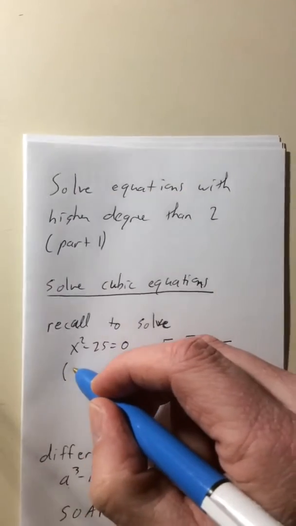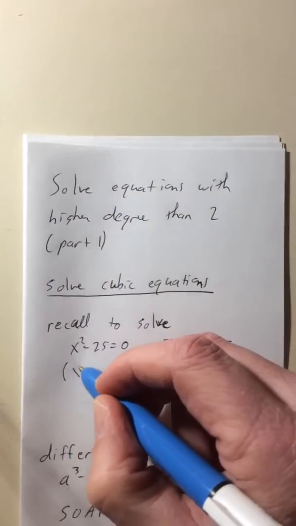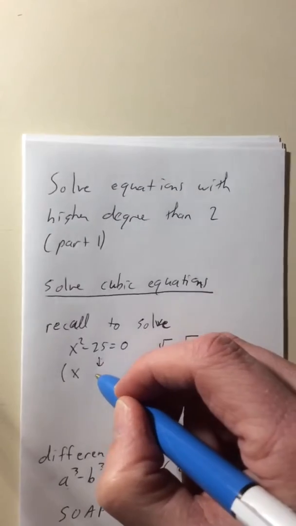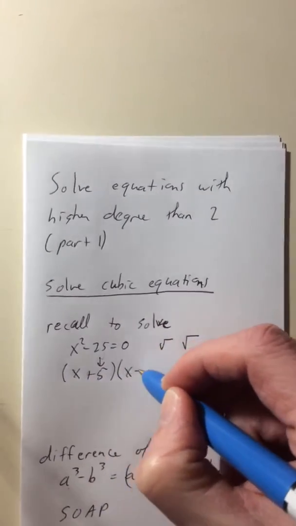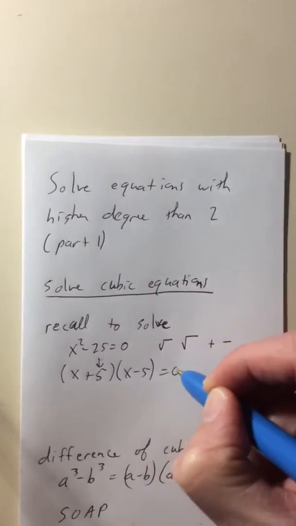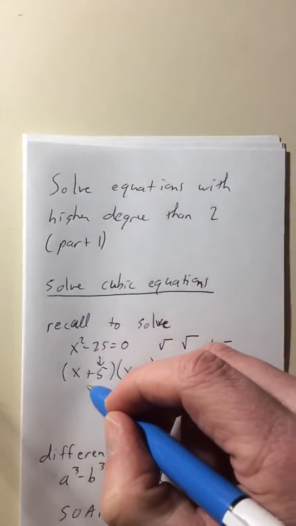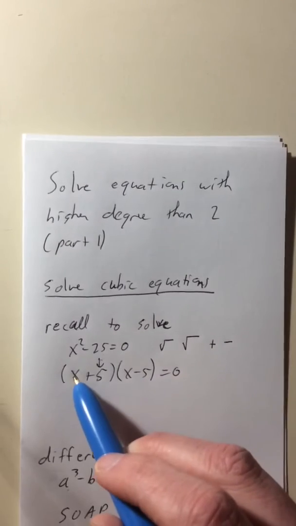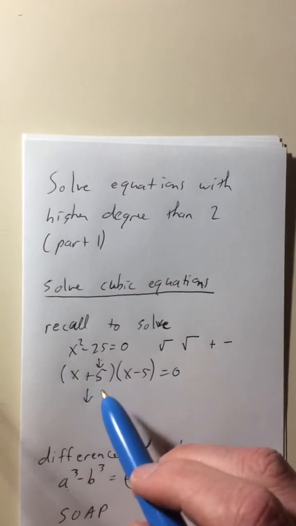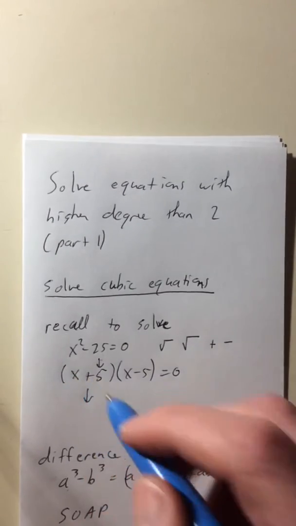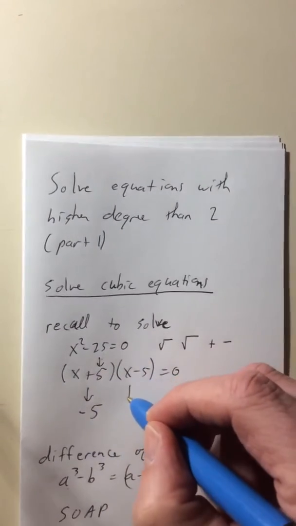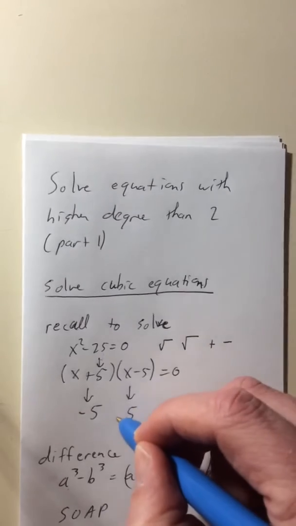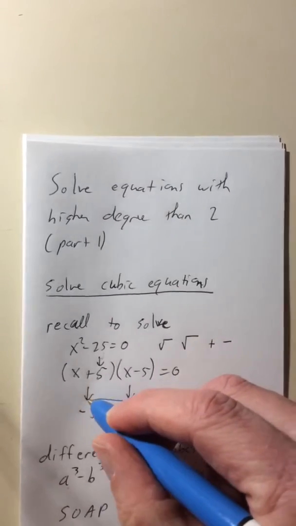The square root of x squared, of course, is just x. The square root of 25 is just 5. We'll put a plus, and we'll put a minus. That's how to factor. And we've got that equal to 0. And then our solutions come right out of here. So what number makes this thing here 0? Negative 5 plus 5 makes it 0. Another way to think about that is just flip the sign. And same thing here. We'll just flip the sign, and there we have it. Negative 5 and positive 5.